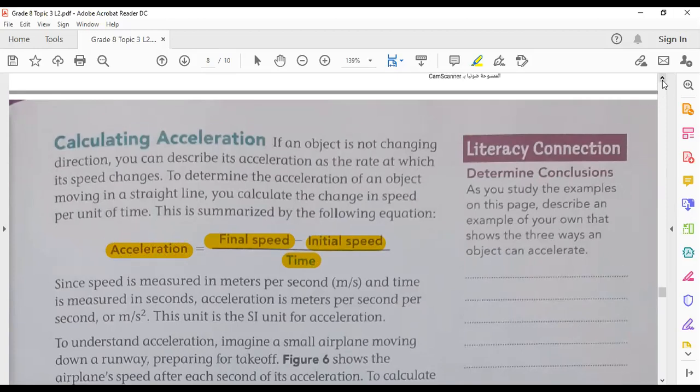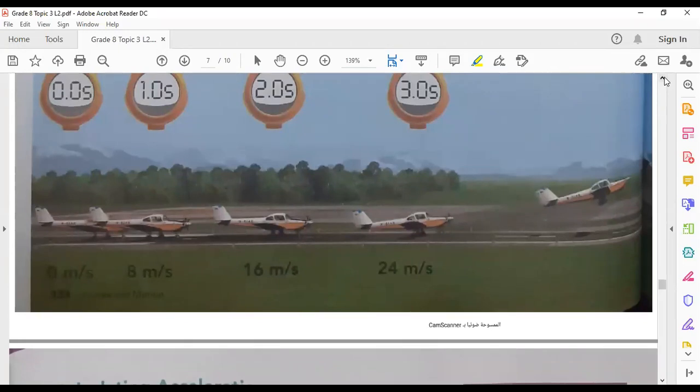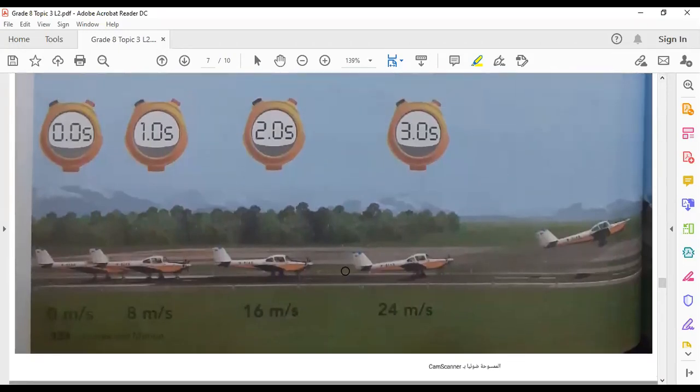For example, in the previous example here, what is the acceleration? Suppose that we want to calculate the acceleration of this plane from the beginning of the motion, from zero. So every second, it speeds up. Just a minute. Suppose that we want to calculate the acceleration of this plane from 0 seconds to 3 seconds. We will subtract 0 from 3 for the time. Acceleration, I want to abbreviate it as A. Acceleration equals final speed, 24, over 3.